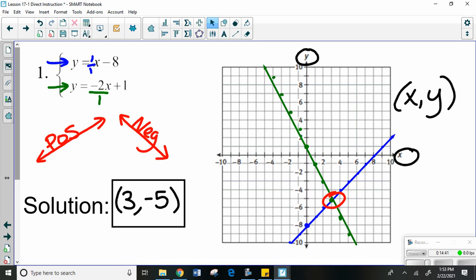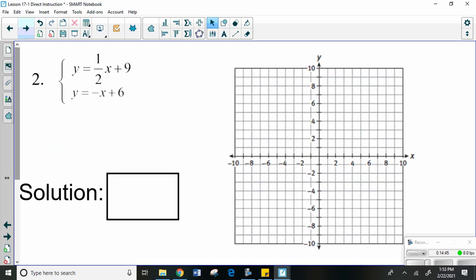Okay, and I want you to keep going. You can do question 2. These are also both in slope-intercept form, so you don't have to do any converting. Just go ahead and plot your y-intercept. You're not going to get decimals for these answers. You should get whole numbers.